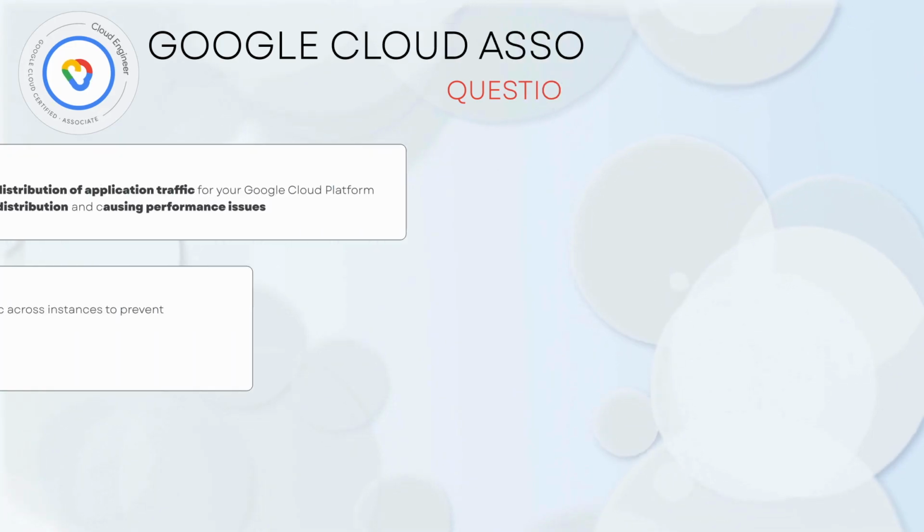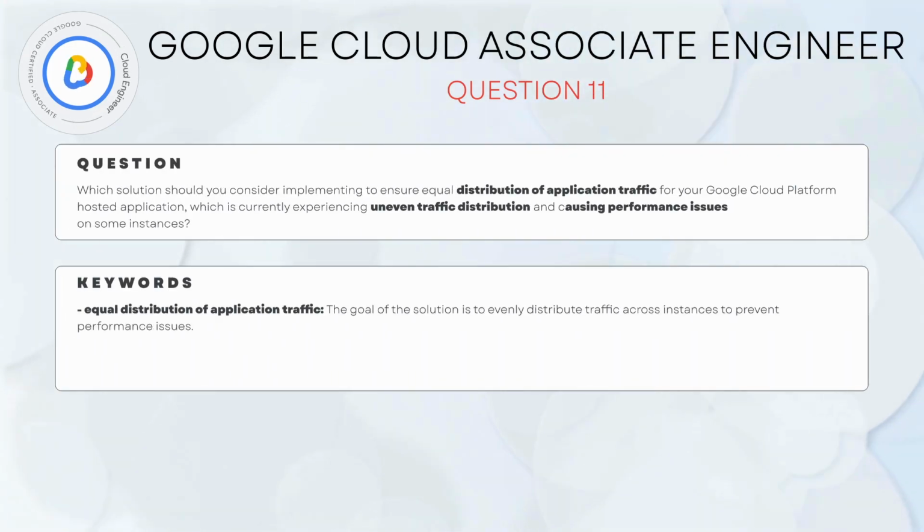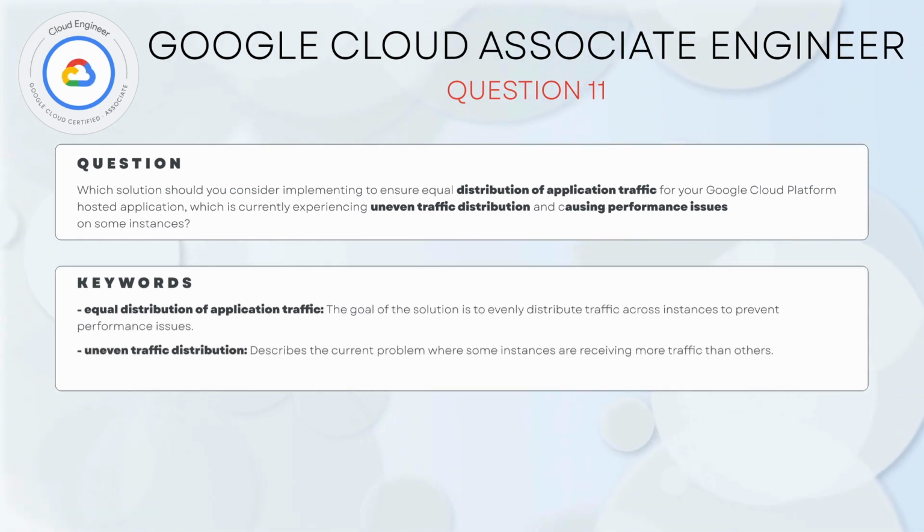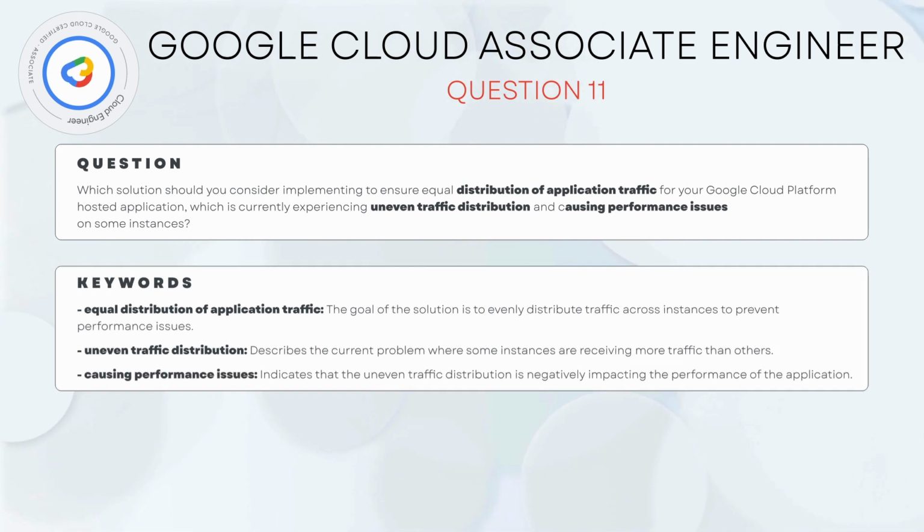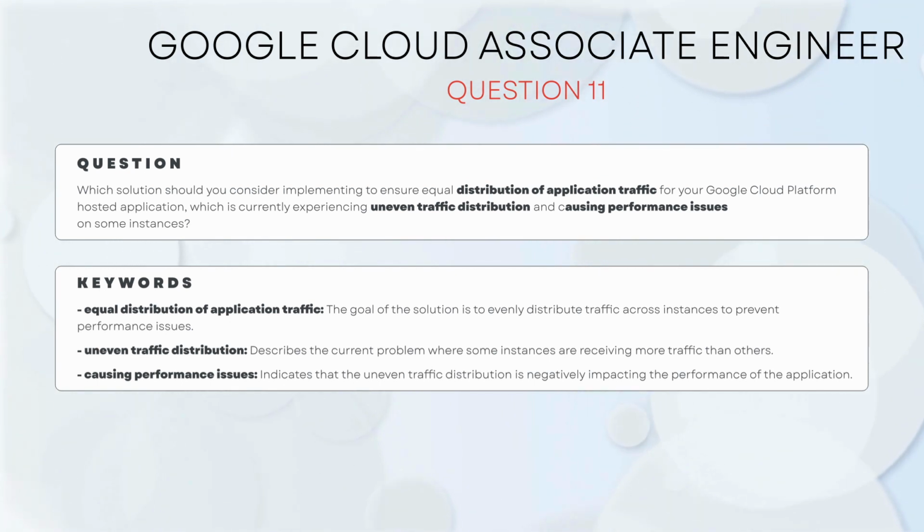Keywords: equal distribution of application traffic. The goal of the solution is to evenly distribute traffic across instances to prevent performance issues. Uneven traffic distribution describes the current problem where some instances are receiving more traffic than others. Causing performance issues indicates that the uneven traffic distribution is negatively impacting the performance of the application.